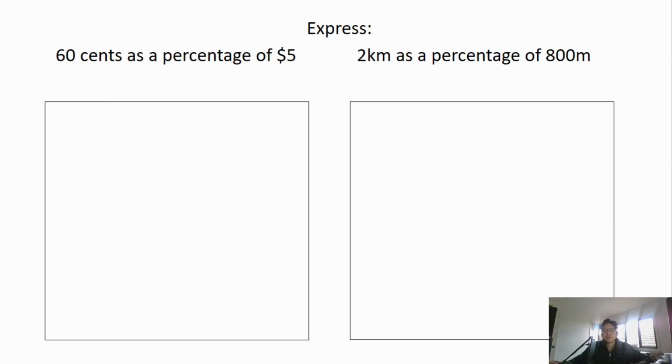Alright, so these next few problems are pretty much the same thing, except it's just got a few more words in it. So let's have a go at that. 60 cents as a percentage of $5. That's going to be the numerator, and that's going to be the denominator.